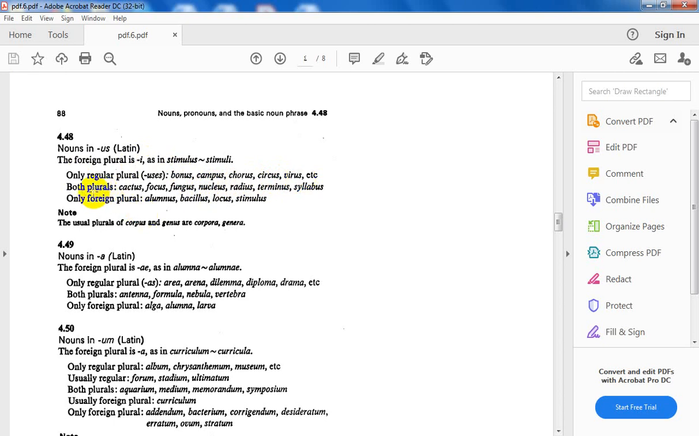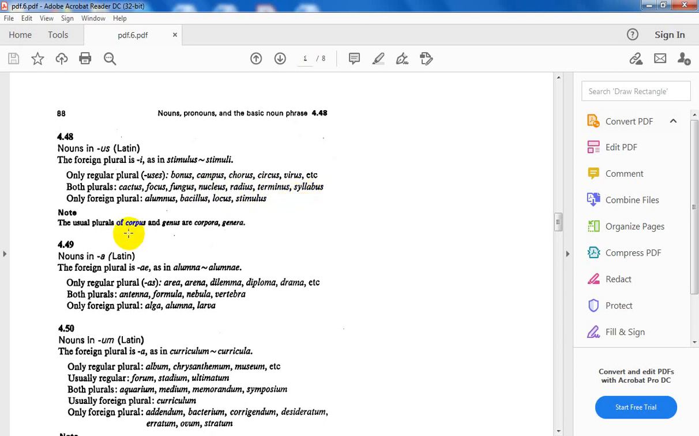Both plurals: either adding ES or changing the US to I. Can say what? Cactus. Either cactuses, which is regular, or cacti, where US becomes I. Focus, either focuses or foci. Fungus, either funguses or fungi. Nucleus, either nucleuses or nuclei. The same with radius, terminus, syllabus.